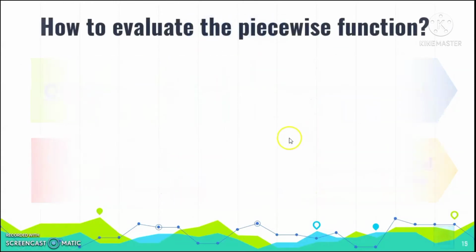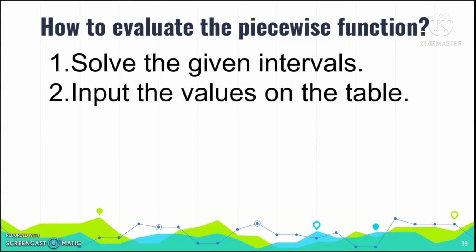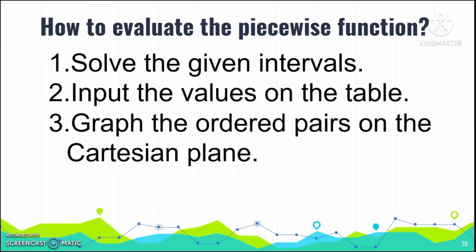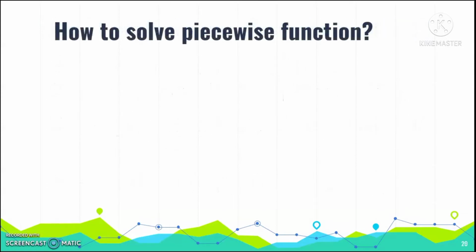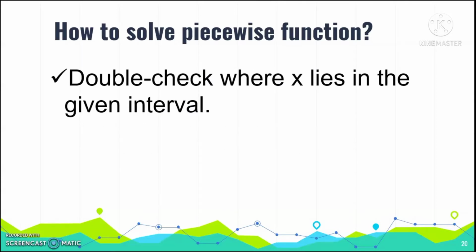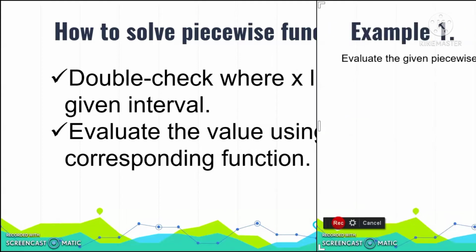How to evaluate the piecewise function? First, we have to solve the given intervals. Second, input the values on the table. Third, graph the ordered pairs on the Cartesian plane and find the domain and range. How do we make sure that we return the right value for the function given x? Here are the tips to remember when solving and evaluating a piecewise function. First, double check where x lies in the given intervals. And second, evaluate the value using the corresponding function.